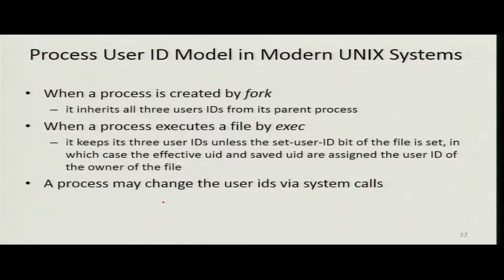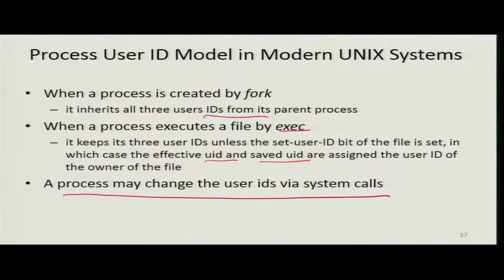Now, when a process is created by fork, it inherits all 3 user IDs from its parent process. However, if you are doing an exec, then the SUID is checked, and if the SUID is set, the effective UID and saved UID are set to the owner of the file's ID. And then during the execution of the process, you may change the user IDs via system call.